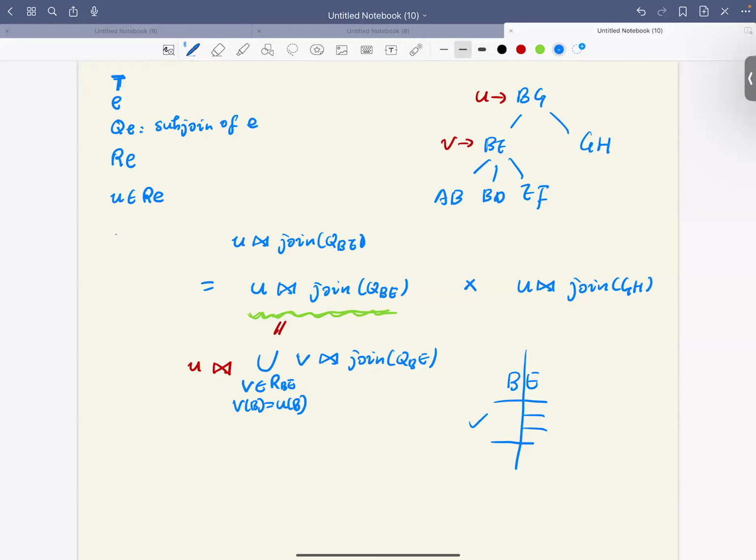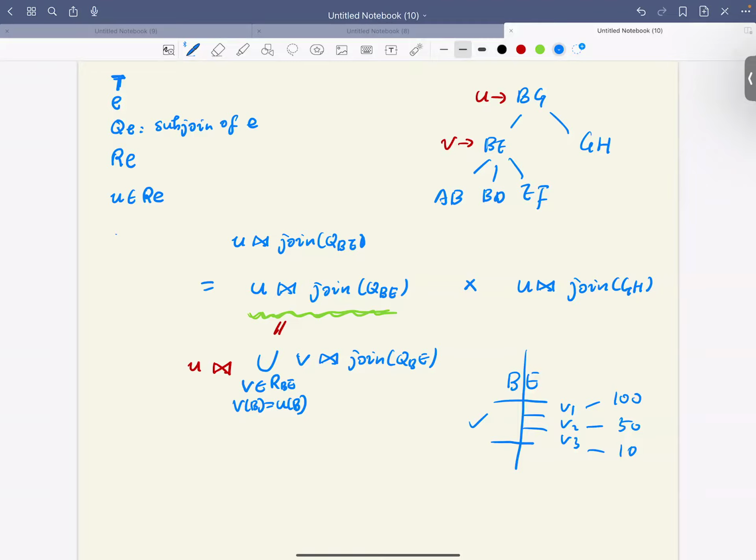Now you have three tuples, but you have to remember these three tuples are not equally important. Each of these three tuples, let's say V1, V2, and V3, might have different contributions to the subjoin at BE. So let's say this guy might generate 100 tuples in the subjoin, this guy 50, and this guy 10.